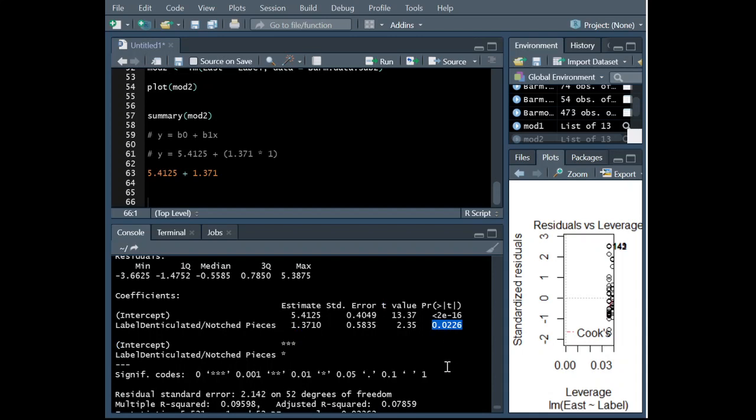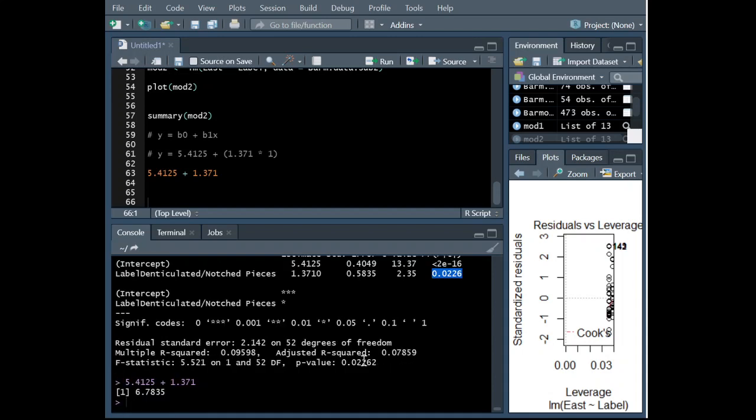So our p-value is 0.0226, and you can see it down here for the overall model as well. This means that there is a 2.2% chance that we would observe these easting coordinates for flake axes and denticulated notched pieces if the null hypothesis were true and they were actually distributed identically. Now, you may not have realized it, but what we just did is actually a t-test.